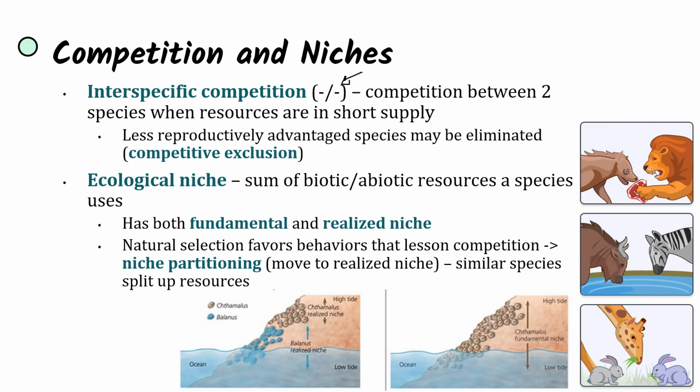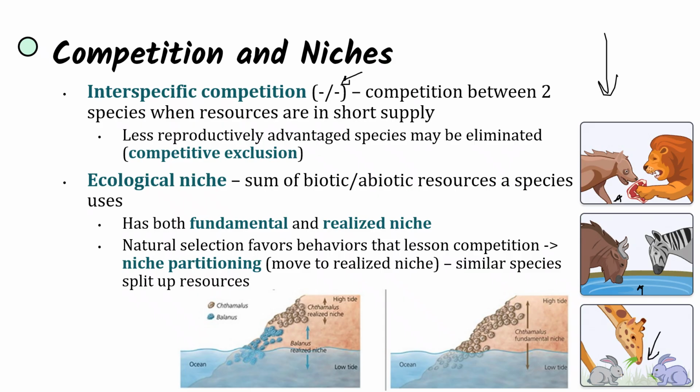And so natural selection favors behaviors that lessen competition, and so niches are often partitioned. They're broken up, and both species will move to their realized niche instead of occupying their fundamental niche, but at the same time that means there's going to be enough resources for both species. So we can see here some examples of competition. This is over food. Here this is over water. Here this is also over food.